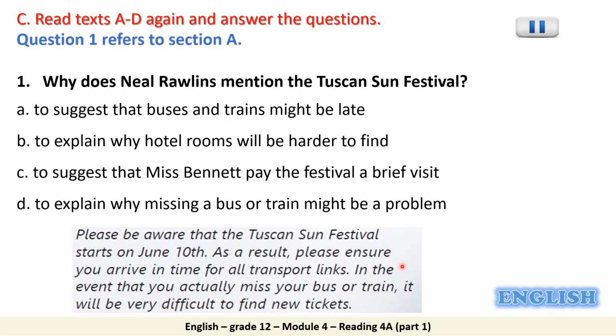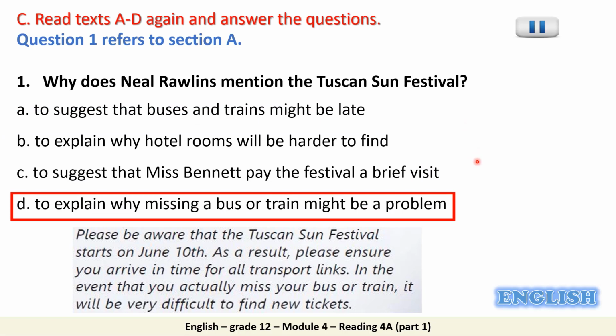And in here we have Neil asking the reader to make sure to arrive in time. Otherwise, it would be difficult to find new tickets. So this makes D the answer to the question, and Neil mentions the Tuscan Sun Festival to explain why missing a bus or a train will be a problem.